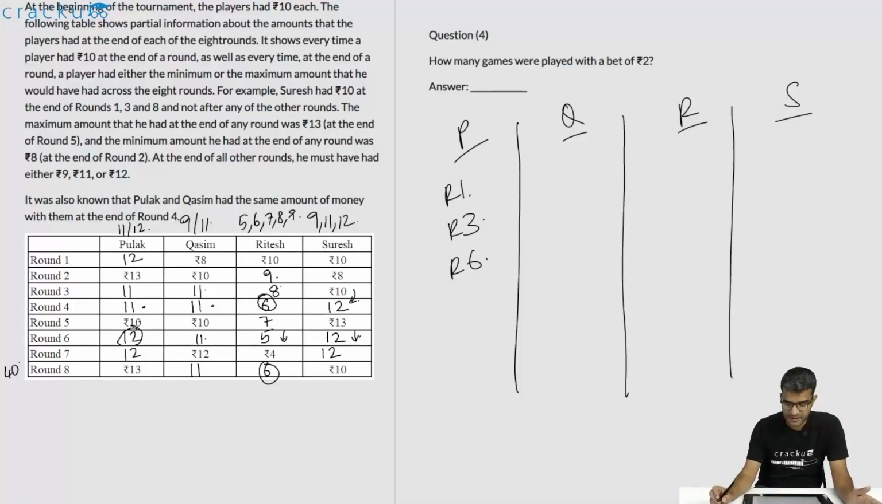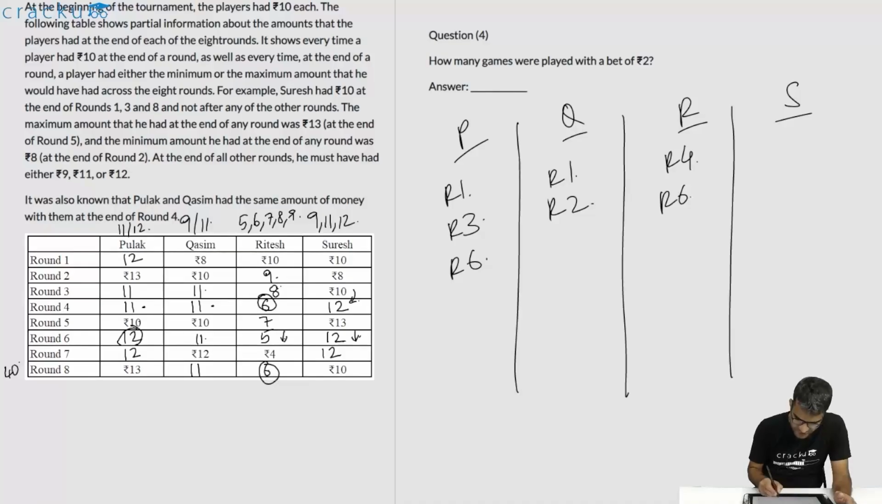That's about Pulak. If you are looking at Kasim, Kasim got minus 2 in round 1. He got plus 2 in round 2. And that's about it. If you are looking at Ritesh, he got minus 2 in round 4. He got minus 2 in round 6. And he got a plus 2 in round 8. If you are looking at Suresh, he got minus 2 in round 2. He got plus 2 in round 3. He got plus 2 in round 4. And he got a minus 2 in round 8.